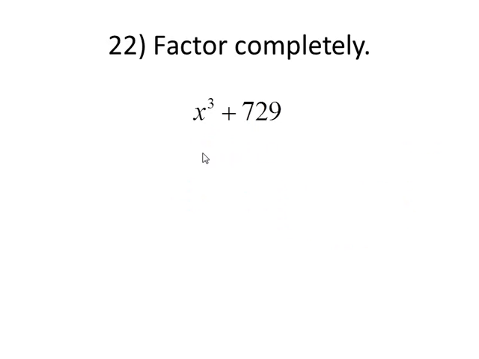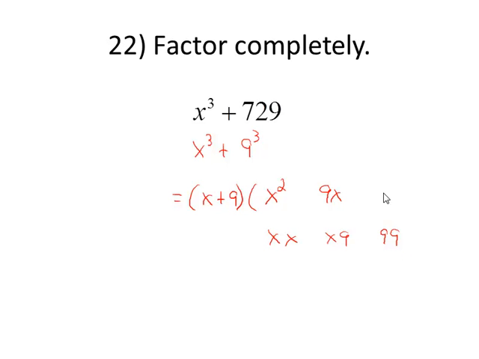Here's another, this time we have a sum of cubes. This is going to be x cubed plus 9 cubed. Start by dropping the cubes. Again, write each of the terms 3 times, group them up in pairs. x times x is x squared, x times 9 is 9x, 9 times 9 is 81. Same, opposite, always positive.